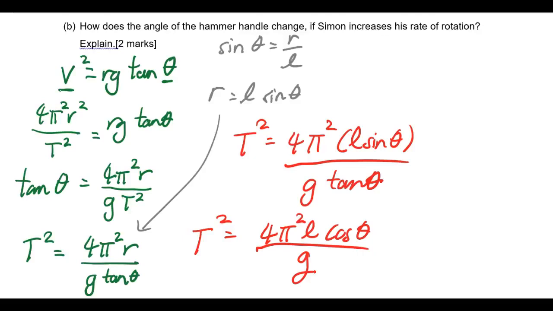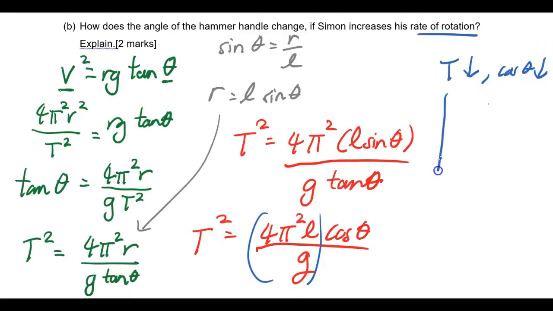Okay, and what's happened here? This entire term here, they are constant. So when I increase the rate of rotation, my t will decrease, yeah? And if my t will decrease, automatically my cosine theta will decrease. Okay, so cosine theta decrease, if you remember the function, is something like this. So when my cosine theta decreases, you will see that it happened when the theta here getting bigger and bigger. Okay, so I can conclude that my angle here will increase.